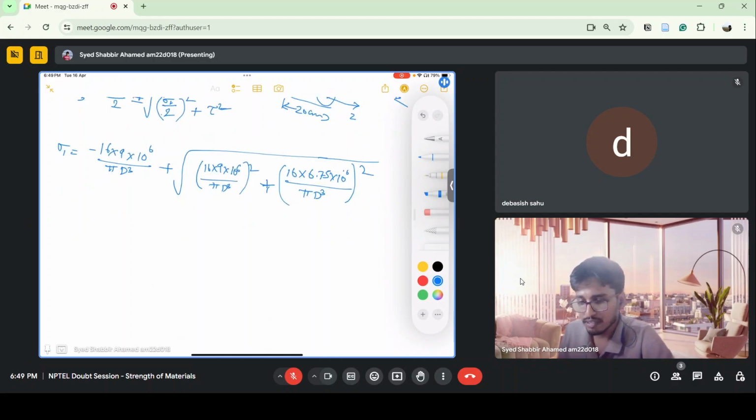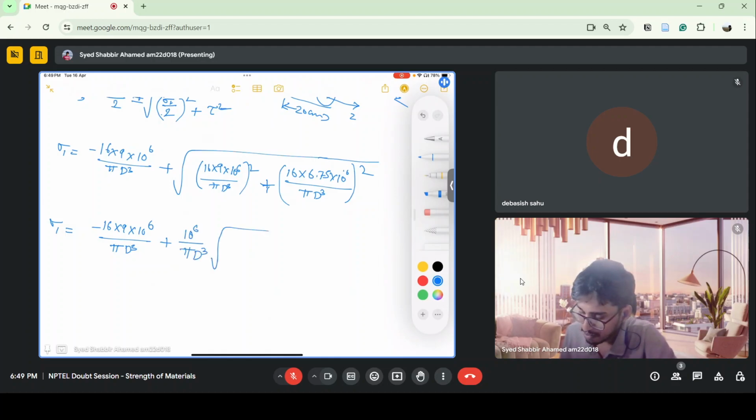So I can take out D from this, and from this root I can take out D cube, or you can say I can take out 1 by pi D cube. And also 10 to the power of 6 I can take out, 10 to the power of 6 by pi d cube, and I'll remain with the other thing, 16 into 9 whole square plus 16 into 6.75 whole square.